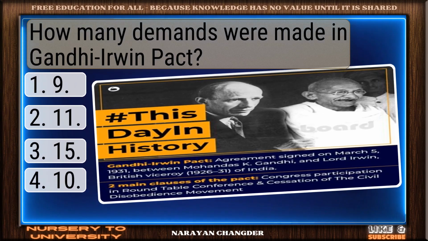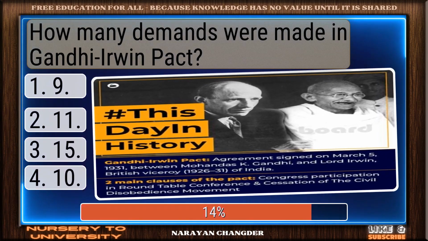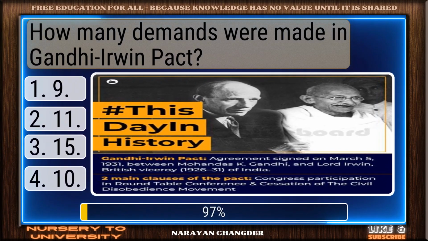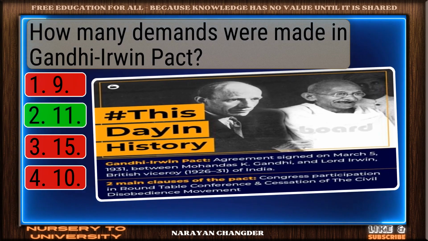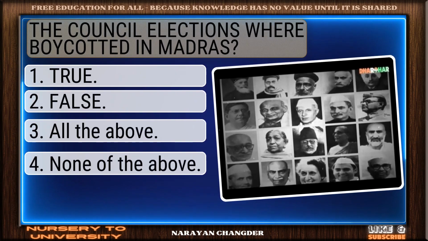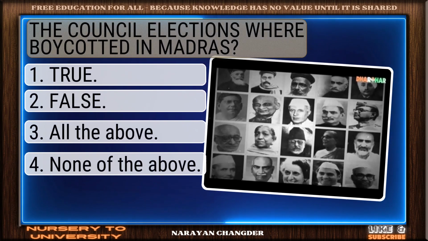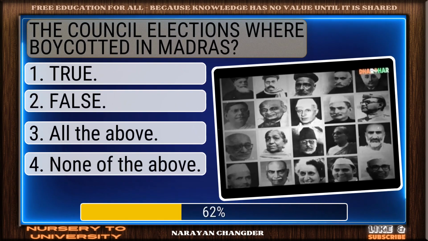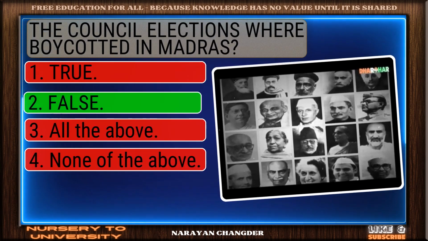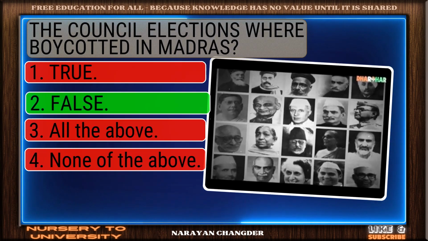How many demands were made in the Gandhi-Irwin Pact? Valid point. 11 is true. The council elections were boycotted in Madras. Good thinking. False is right.